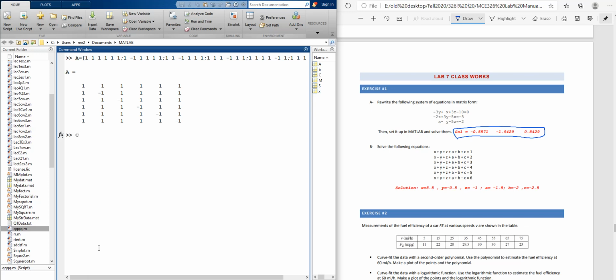Now the matrix of C, the constants, they are on the right. There should be values from 1 to 6. No need to write this one. Write from 1 to 6 like this.